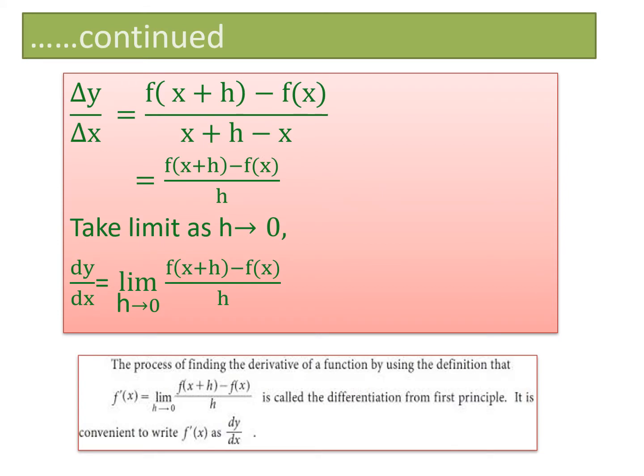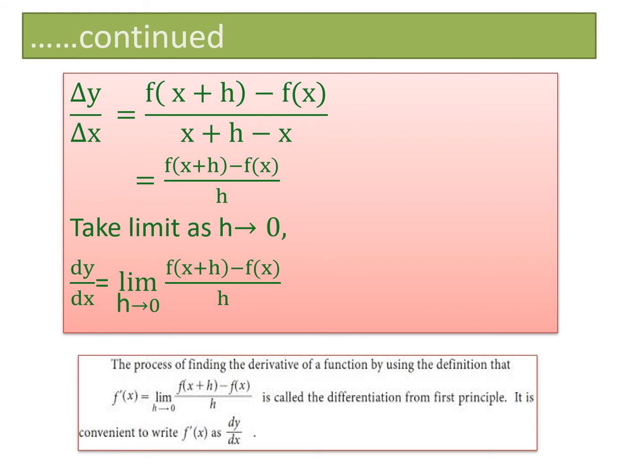Since y changes from f of x to f of x plus h, then change in y denoted by delta y is equal to f of x plus h minus f of x. And x changes from x to x plus h, so change in x, that is delta x, is equal to x plus h minus x. So the ratio delta y upon delta x is equal to f of x plus h minus f of x upon x plus h minus x. So in the denominator x will cancel. So delta y by delta x is equal to f of x plus h minus f of x upon h.